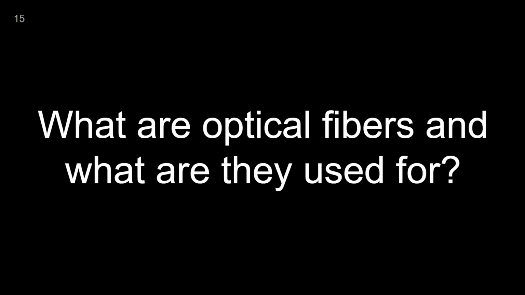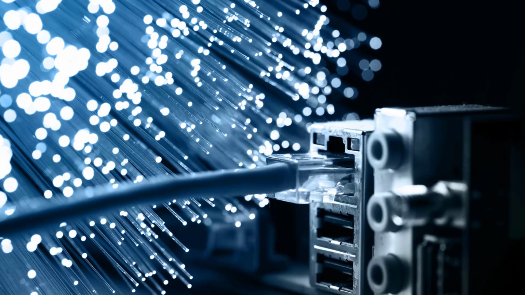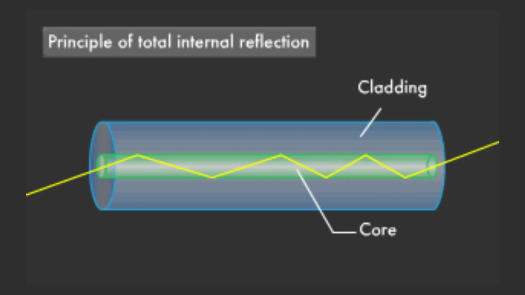What are optical fibers, and what are they used for? Optical fibers are a special wire that has a glass core within it. They can be used for making fun lamps, sending TV signals, aiding in medical operations, and sending information across devices through the internet. So how do optical fibers work? Light is constantly being reflected within a glass core from one end to the other.